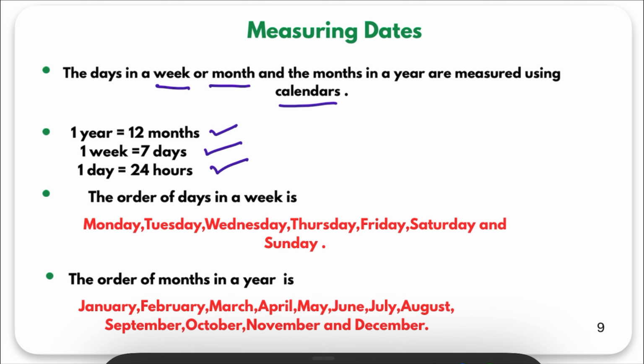1 day is how many hours? It is 24 hours. Coming to the third point, the order of days in a week is, as you all know, Monday, Tuesday, Wednesday, Thursday, Friday, Saturday and Sunday. Coming to the fourth point, the order of the months in a year is January, February, March, April, May, June, July, August, September, October, November and December. Always keep all these things in your mind to solve the questions based on measuring dates.